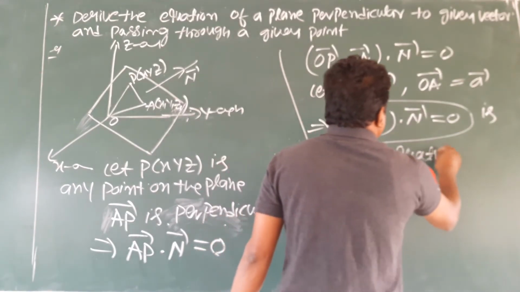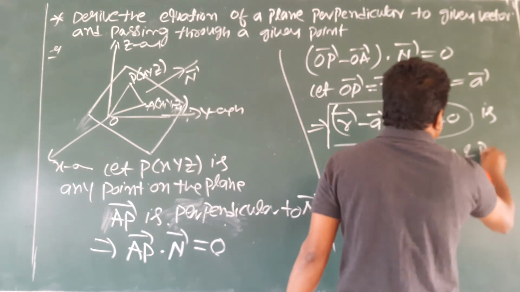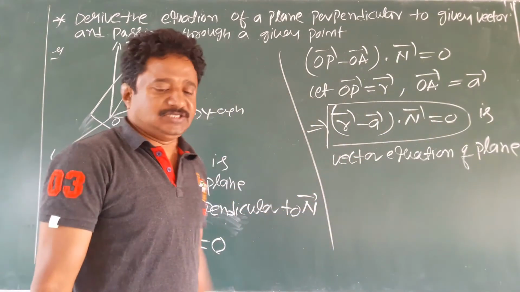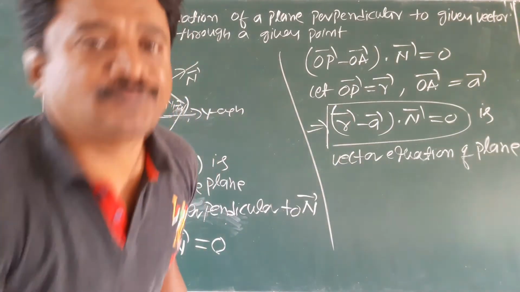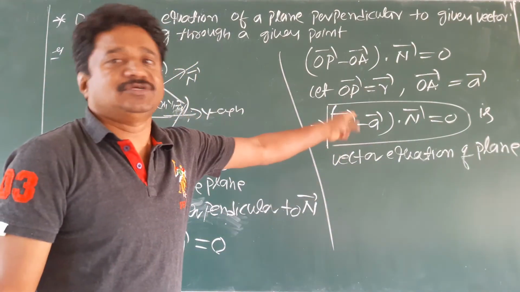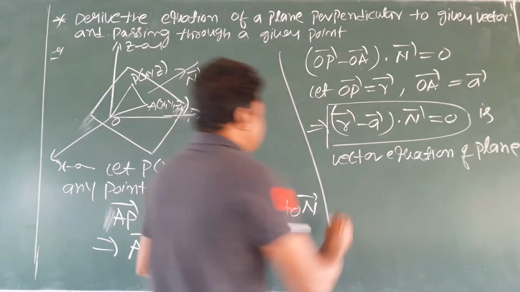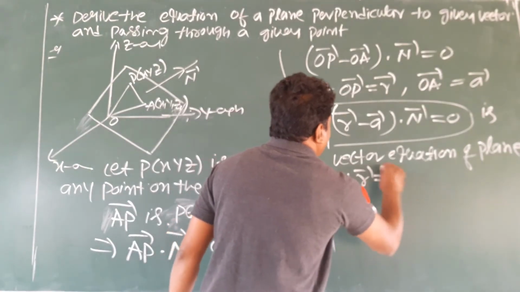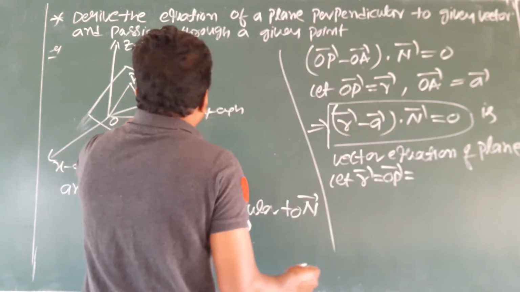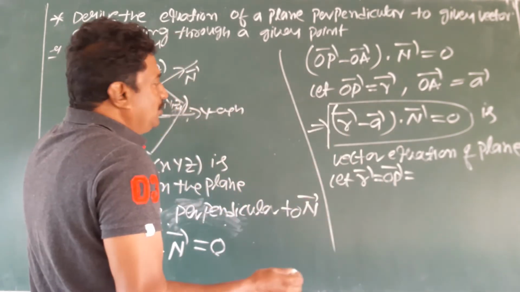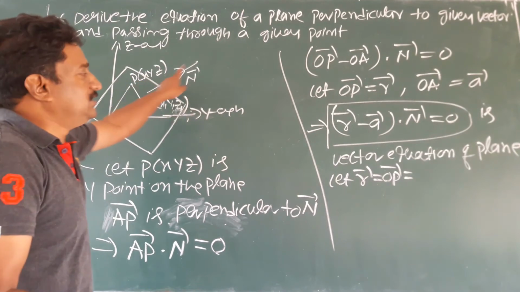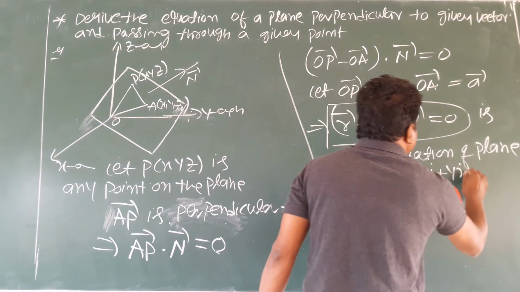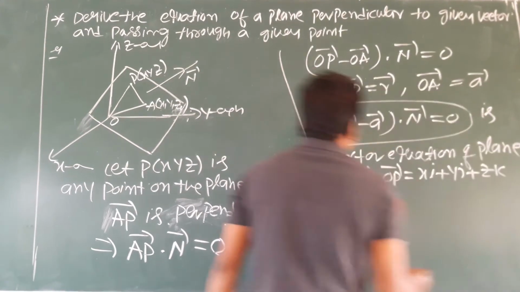This is the vector equation of a plane. Now let us change the vector equation into Cartesian form. Let vector r mean OP. What is OP? Tell me the coordinates of point P: x, y, z. You take xi plus yj plus zk.